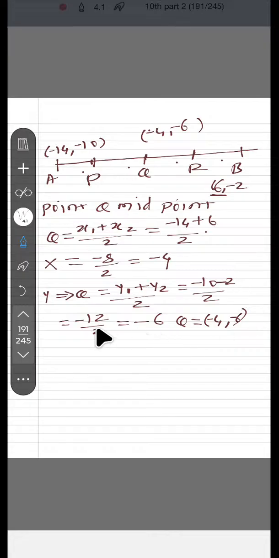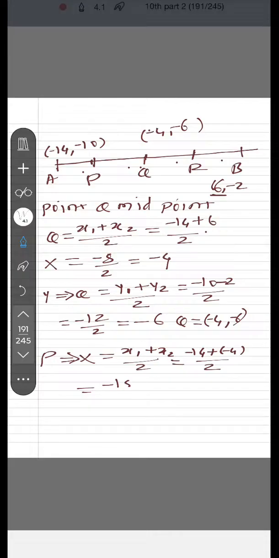Now just observe, from A and Q, P is the midpoint. So to know point P, for the x coordinate I write (x1 plus x2) divided by 2, which is minus 14 plus minus 4 divided by 2, which is minus 18 divided by 2, which is equal to minus 9. And the y value of P is (y1 plus y2) divided by 2. What is the y1 value?